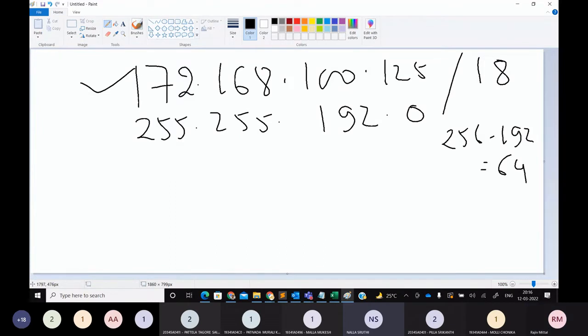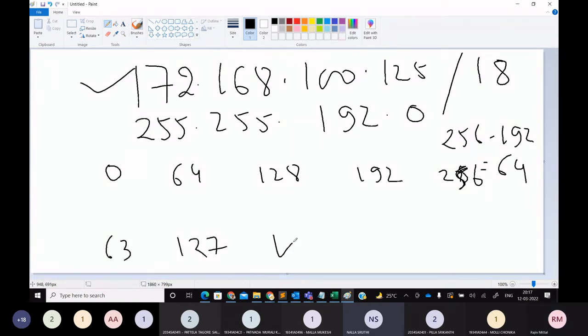Second step was you write multiples of this block size: 0, 64, 128, then what? 192, then 256, right? Yes, sir. And then you subtract 1: 63, 127, 191, 255. Okay, now what do I have to see next?